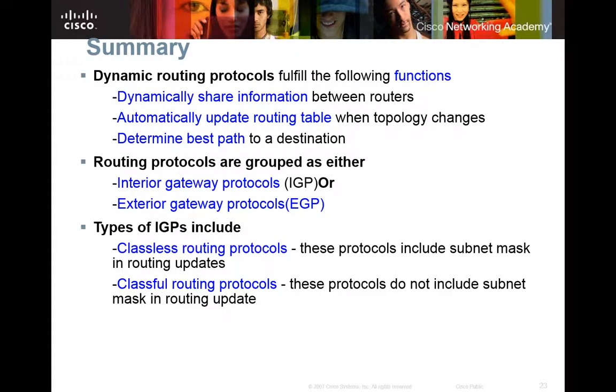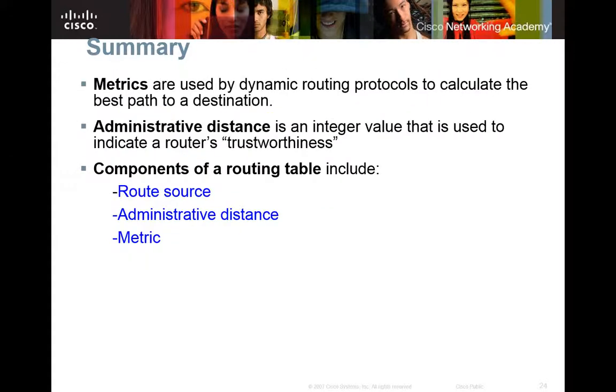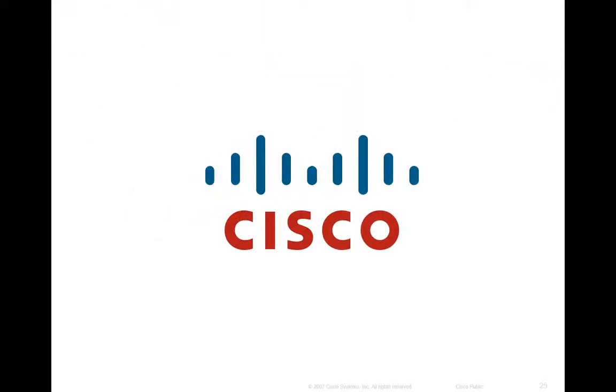Dynamic routing protocols. We talked about the functions. We talked about how they share information, how they update the routing tables, how they determine a best path. We talked about how you group them as either internal or external protocols. And then you have classless and classful protocols, right? We also talked about administrative distance and metrics. Any questions? Items and concerns, gripes, complaints.